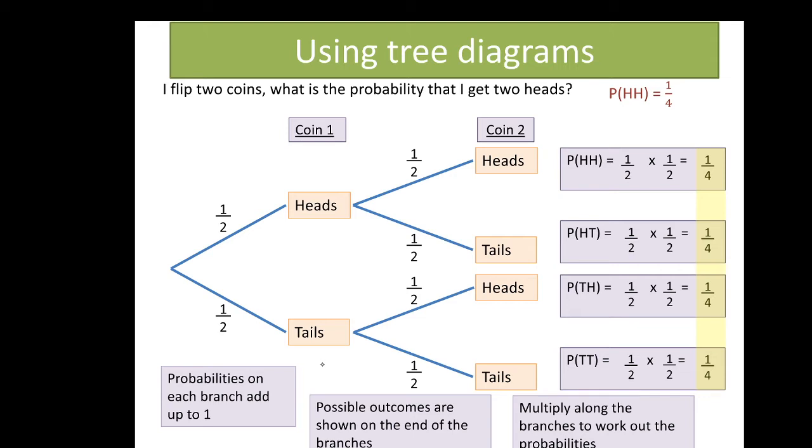The possible outcomes are shown at the end here. We multiply along the branches. And the probability of getting 2 heads was just a quarter. If I wanted the probability of getting a head and a tail, it would have been those two added up. Okay. So, that's an easy example. A sample space diagram would have been quicker and simpler. The next one we couldn't do in a sample space diagram.